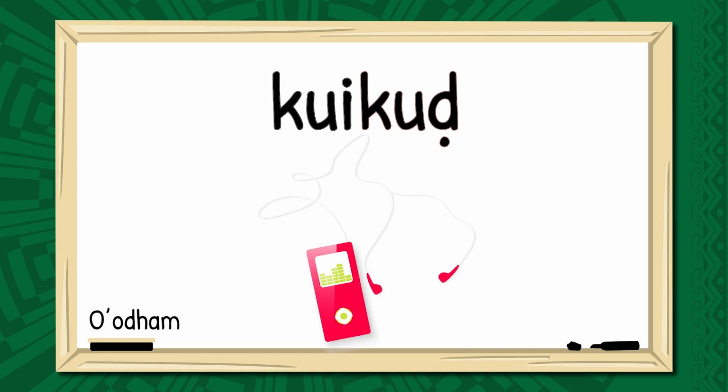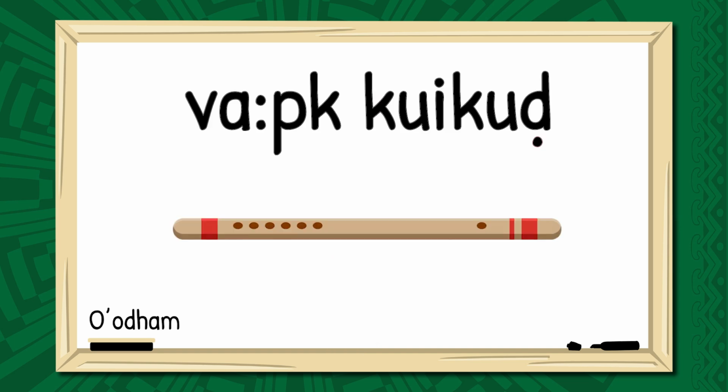If you want to specify a traditional flute, you would now say vap kuikut. That's a good example of a word that has expanded its meaning to include new items. Are there any more examples that are similar to the Piipaash ones that I talked about? One that is very similar is the O'odham word u'u.